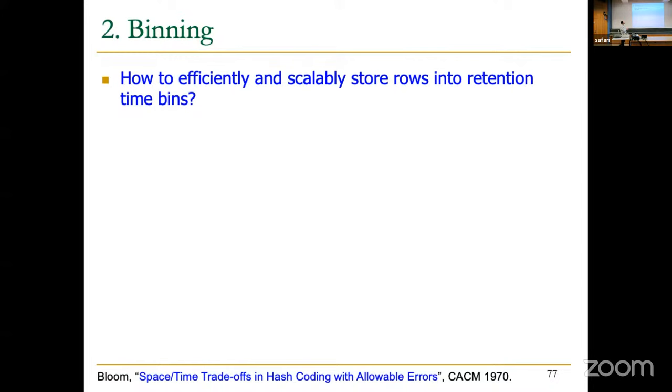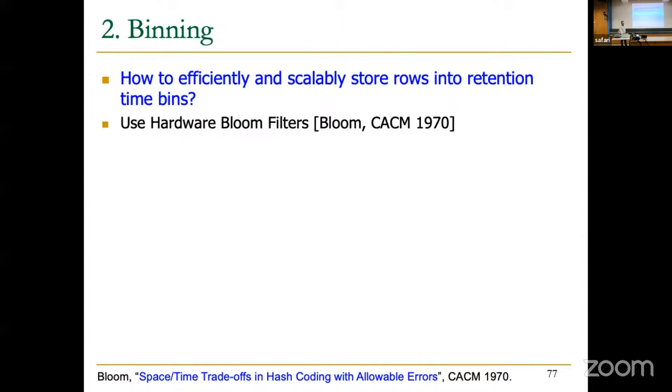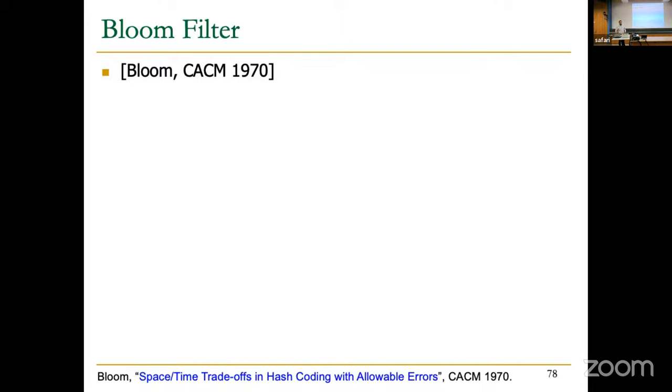So we already have our profile. Let's assume that it's giving us the correct picture of what's going on inside the DRAM chip. And how can we efficiently scale to store these rows into retention time bins? So the idea is to use hardware Bloom filters, as proposed by Bloom in 1970. So it's quite an old technique, actually. But you can see that these old techniques can be quite useful in recent solutions as well. It's impressive. I'm going to ask again today, are you guys familiar with Bloom filters?